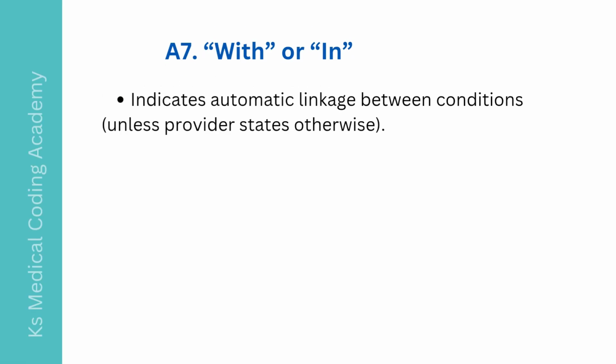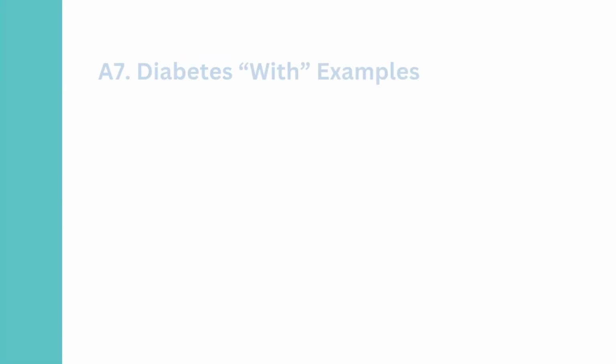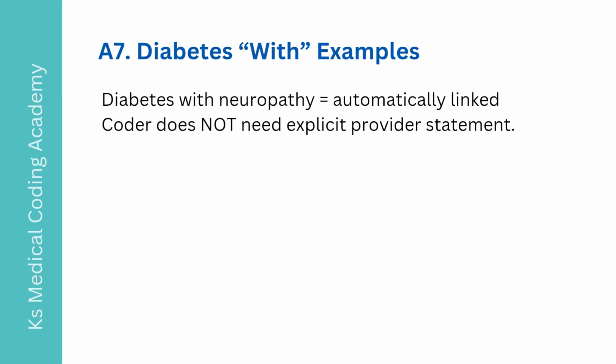With, or, in. The words, with, or, in, are used to indicate a relationship between conditions. ICD-10-CM presumes a cause and effect linkage when, with, appears in a code title unless the documentation states otherwise. Diabetes, with, examples. If a record states, diabetes with neuropathy, the, with, implies that the neuropathy is due to the diabetes and you should code accordingly. You do not need an explicit sentence like, due to diabetes in the note.